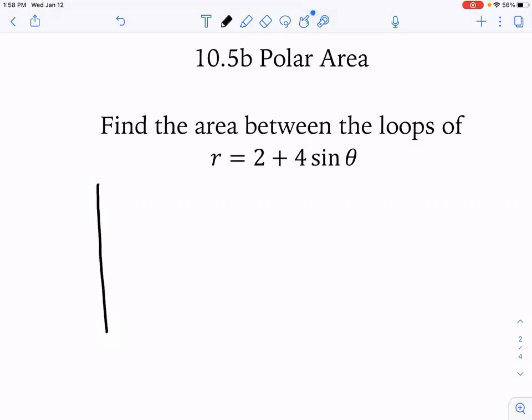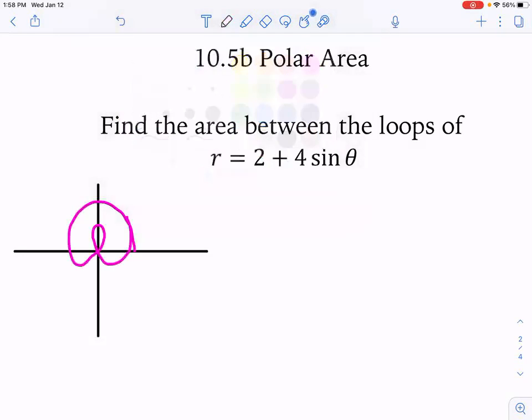Aiden, what does this curve look like? It's probably a loop. It's symmetric, vertically or horizontally. Okay. It'll work.